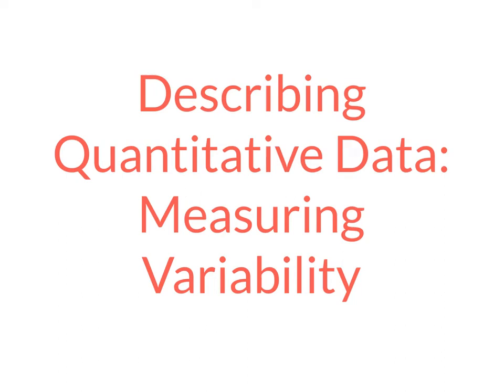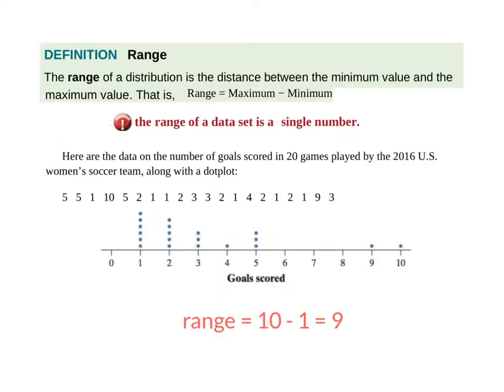In this video, we're going to talk about describing quantitative data in terms of measuring variability. One of three big ideas about measuring variability is range. I bet you've heard of range before. I bet you've calculated range before. So range is the distance between the minimum value and the maximum value in terms of your data distribution.